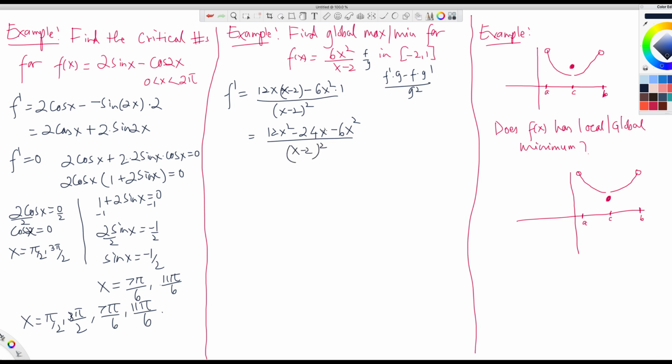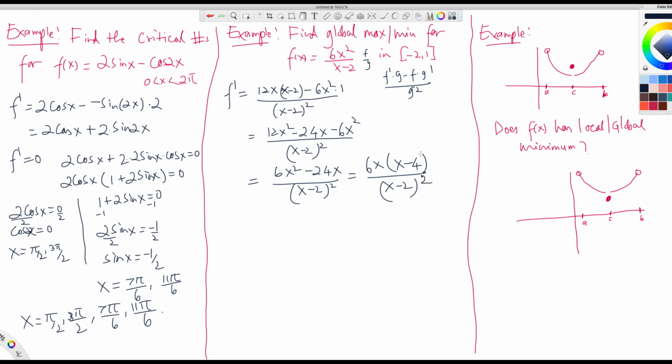You see that? So what do you get? You basically get 12x squared minus 6x squared, which is how much? Basically this will be 6x squared, right? So it will be 6x squared minus 24x, over (x minus 2) squared. Can you factor out something on the top? Basically, yeah. If you take 6x out, what is left is x minus 4, right? Divided by (x minus 2) squared.